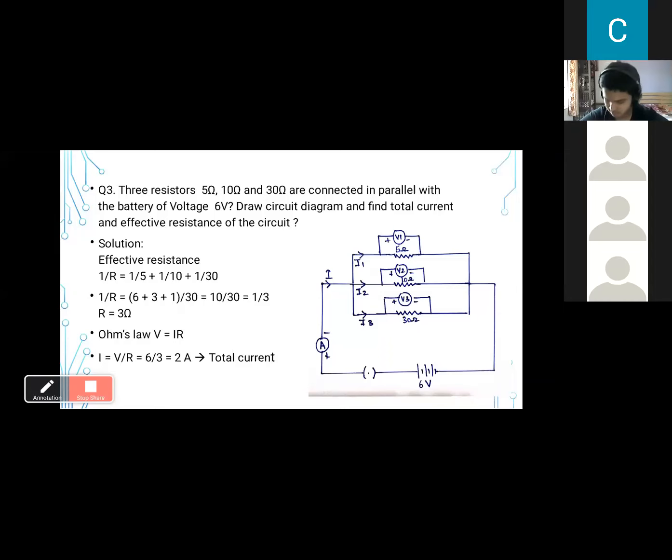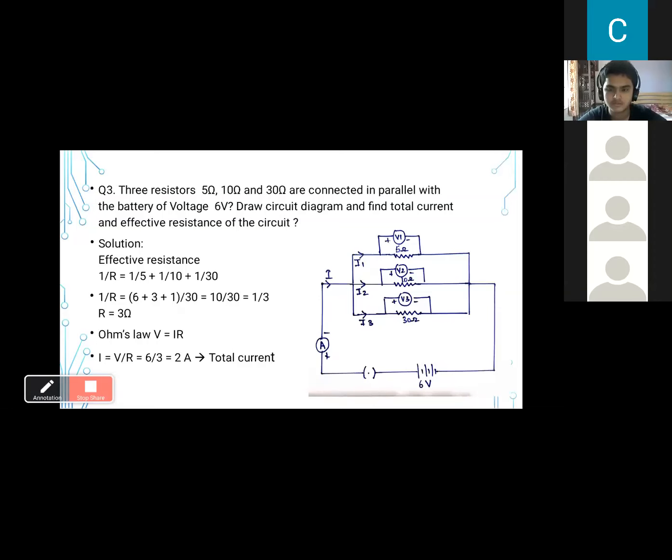V equals IR. That means voltage should be equal to I into R. But I'm changing the R value there. If the R value is the same, voltage will be the same. But if the R value is different, V will be different. Getting me? Yes, but those are just facts, ma'am. Like if we say I, we know current is the amount of charge flowing through a wire. What happens?